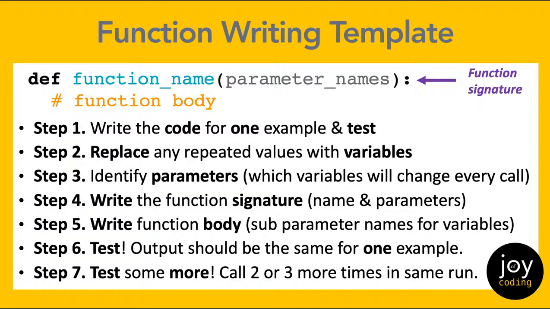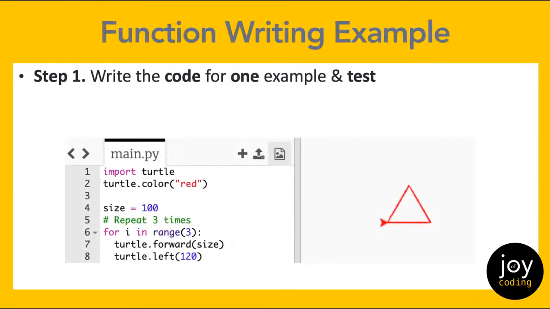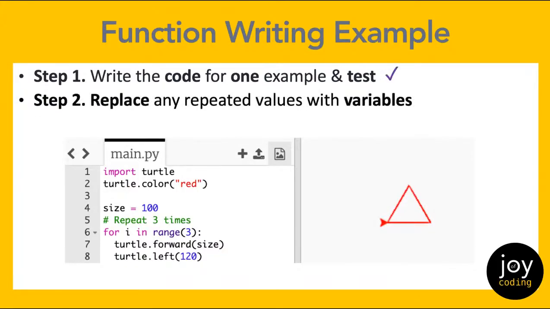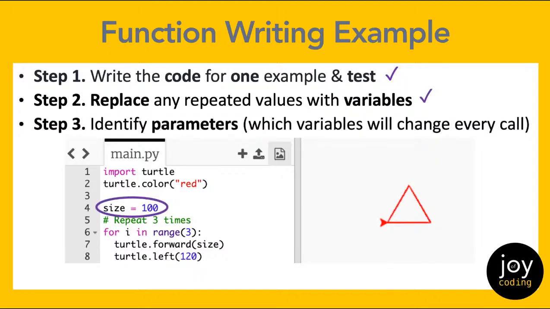So let's unpack these steps a bit by using our example triangle code from day 3 of the challenge. The first step is to write the code for one example and test. In day 2 of the challenge, we actually did just that. We implemented the triangle code, there's no function here, and we also completed step 2 where we replaced any repeated values with variables. And here we introduced the size variable that we then used in our turtle.forward call.